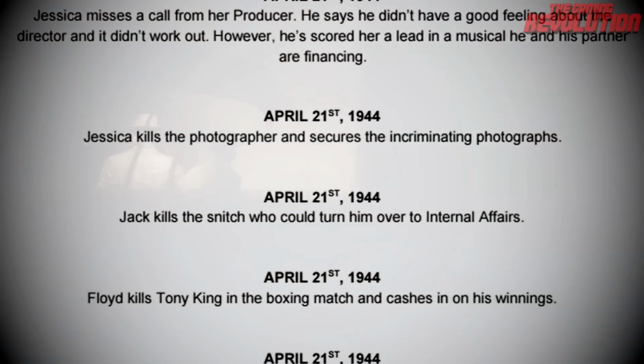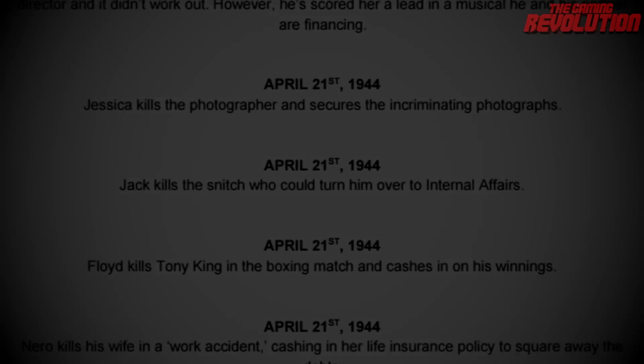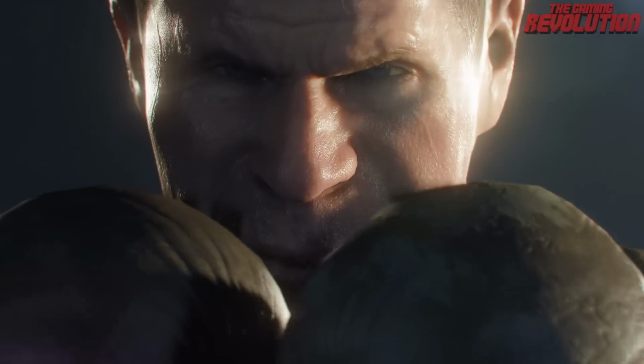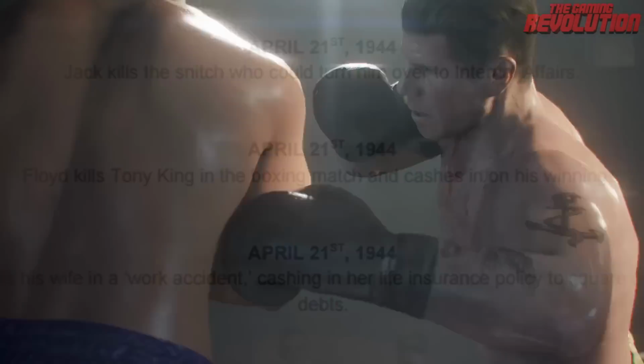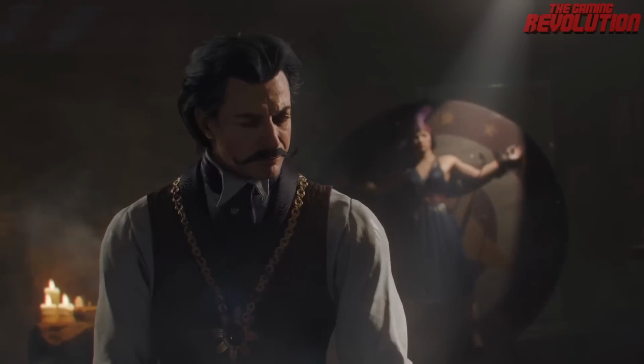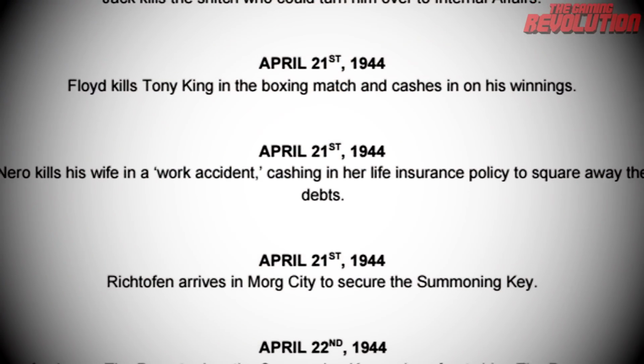On April the 21st, 1944, Jack kills the snitch who could turn him over to Internal Affairs. On April the 21st, 1944, Floyd kills Tony King in the boxing match and cashes in on his winnings. On April the 21st, 1944, Nero kills his wife in a work accident, cashing in a life insurance policy to square away the debts.